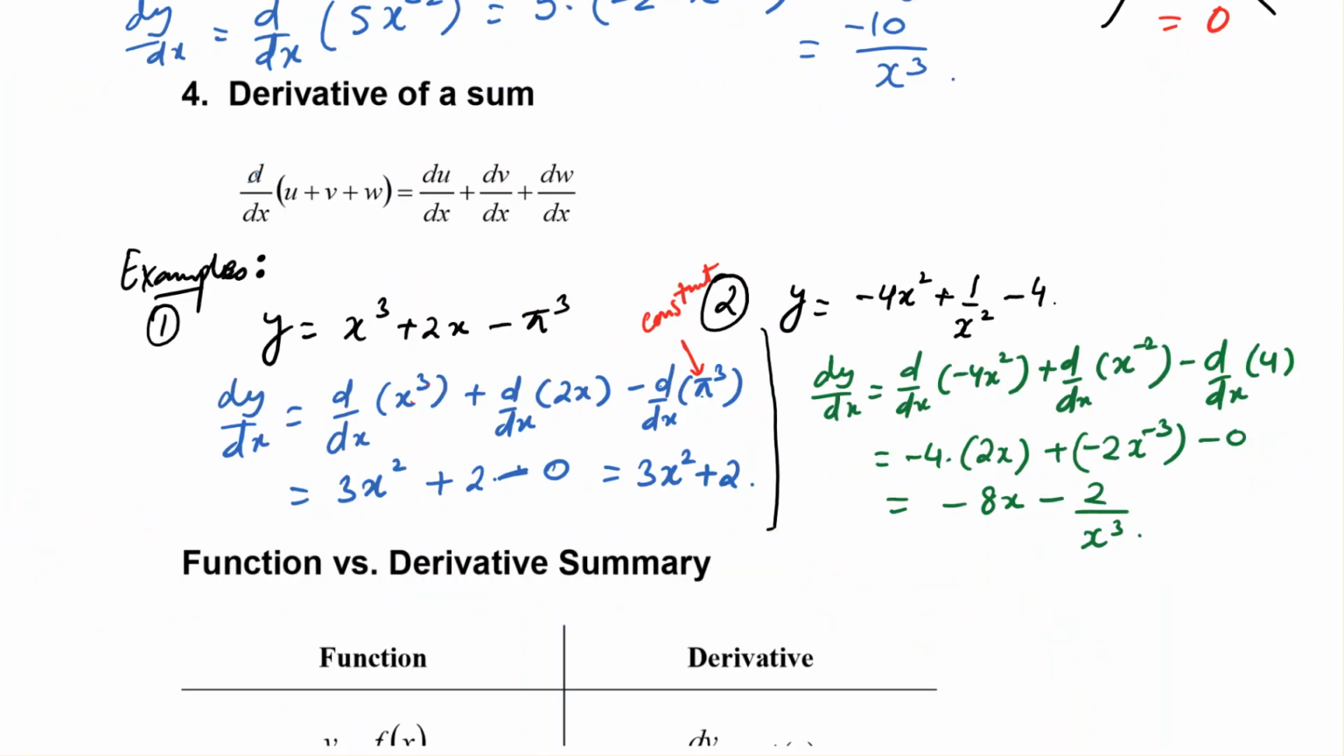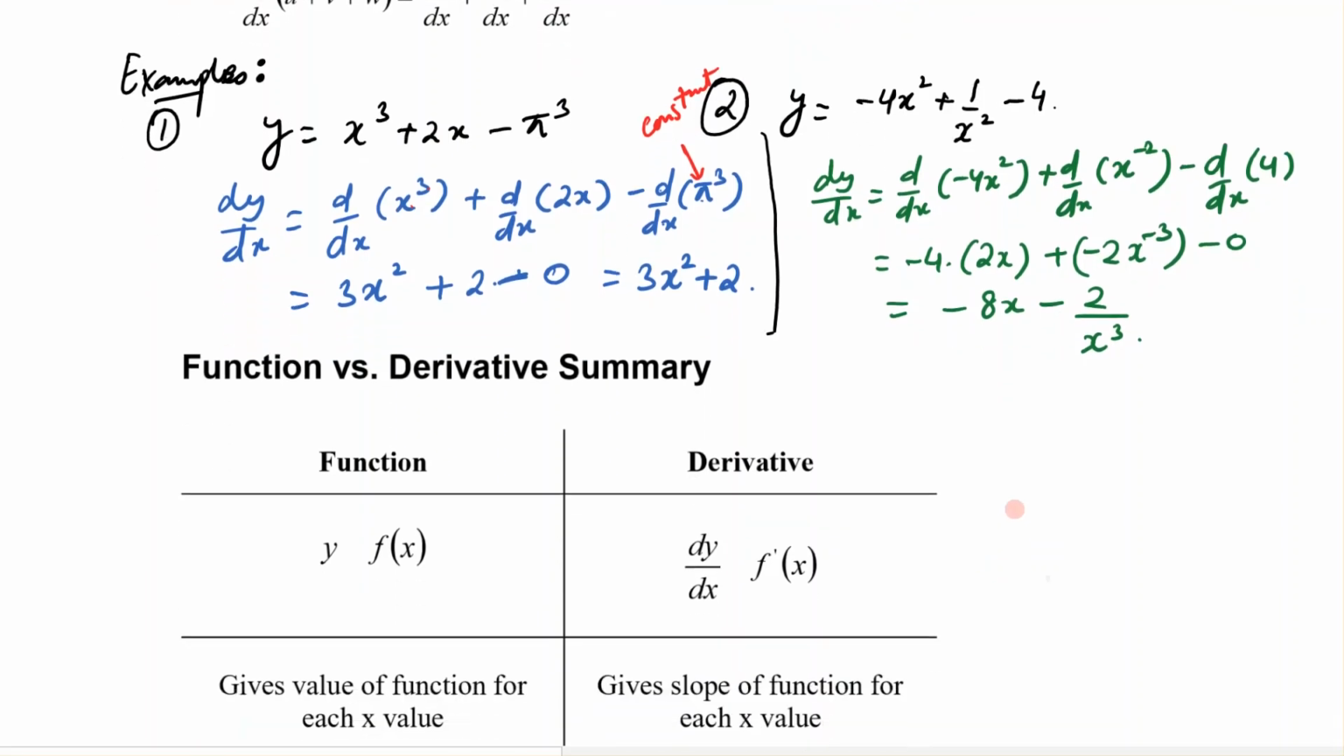These are the basic rules for derivatives. Remember, the derivative of a constant is 0. The derivative of a power function: bring the power down, reduce the power by 1. And the derivative of a sum is equal to the sum of the derivatives.